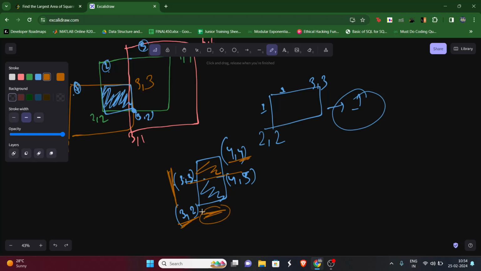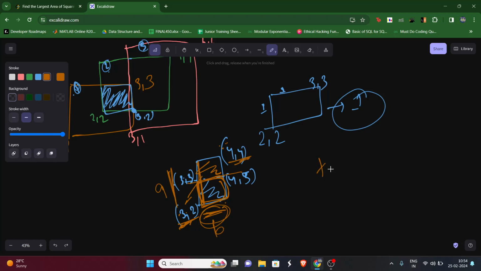So whatever minimum side length we have, we can form a square of that particular side length. Correct? Listen carefully to what I'm saying. We have two coordinates, bottom left and top right. Let's consider that this is a rectangle. Then we will calculate the side lengths. One side length will be the difference of y coordinates, let's say length A, and the difference of x coordinates is length B.